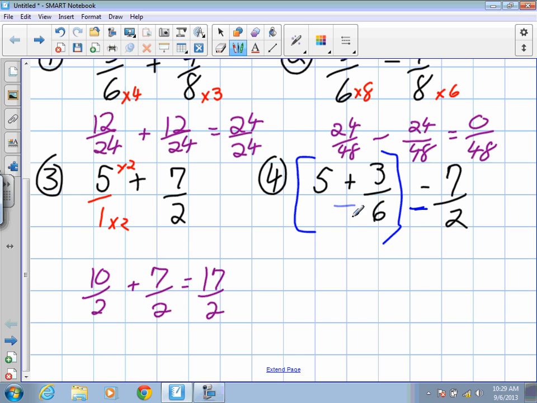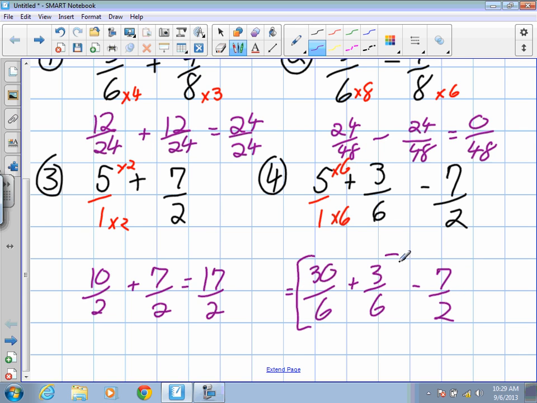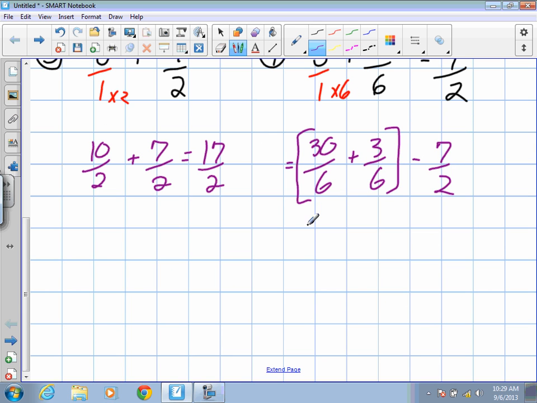What's 5 plus 3 over 6? We got to turn 5 into a fraction, okay? And then multiply by, good. So what's the new question say? 30 over 6 plus 3 over 6 minus 7 over 2. Okay? So let's work with this first pairing here. What is 30 over 6 plus 3 over 6 going to be? 33 over 6. Subtract 7 over 2.